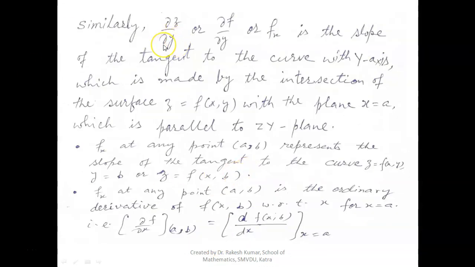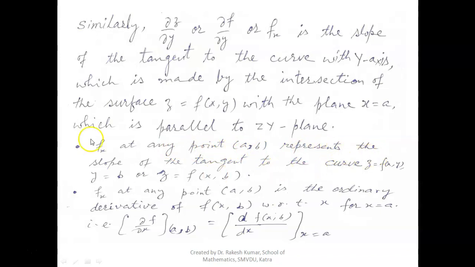Similarly, ∂/∂y of z, or ∂/∂y of f, or simply f_y, is the slope of the tangent to the curve with the y-axis, which is made by the intersection of the surface z = f(x,y) with the plane x = a, which is parallel to the zy plane.